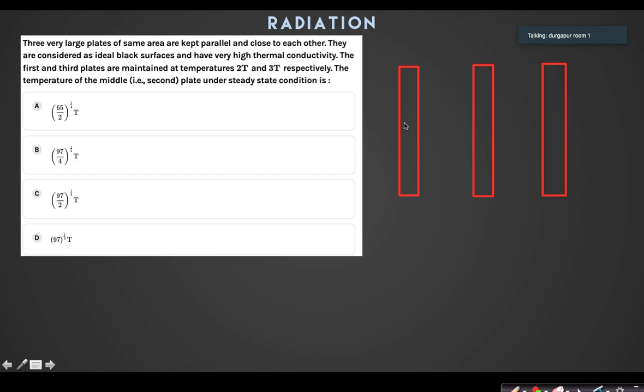The question says that this body has a temperature 2T, this body has a temperature 3T, and what is the temperature of the middle plate? Suppose the temperature is theta. They are ideal black bodies. So if this is 2T temperature, then what is the emission by the black body in this direction? Is it sigma into area into (2T) to the power 4? And this emission is completely going to fall on this plate.